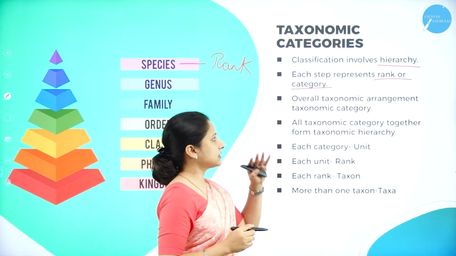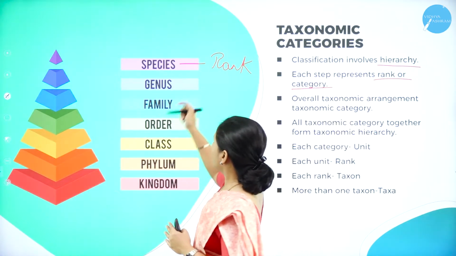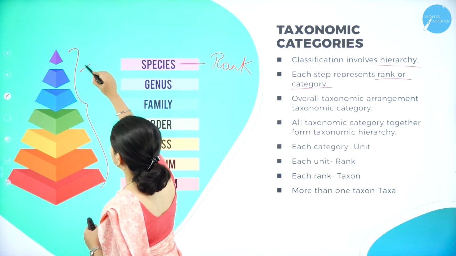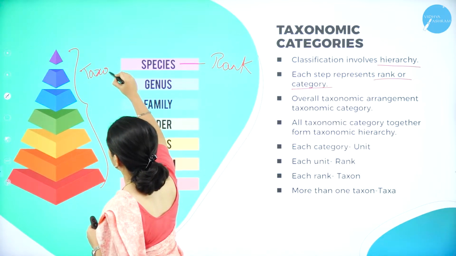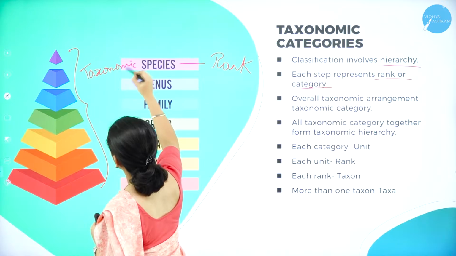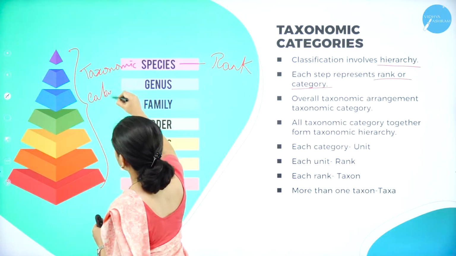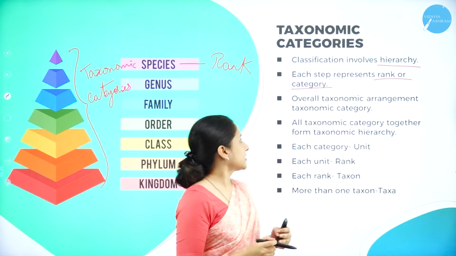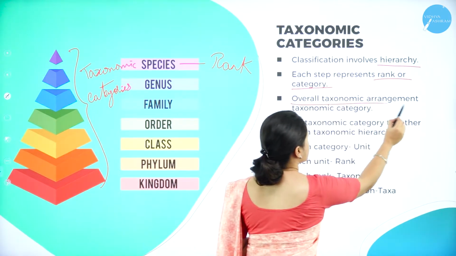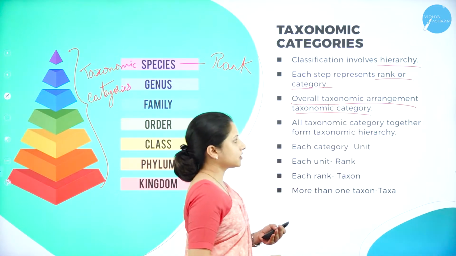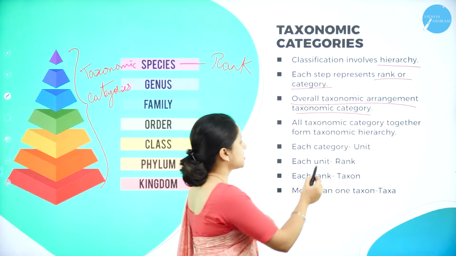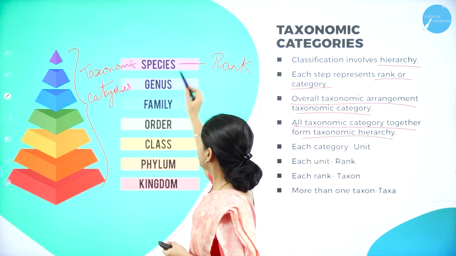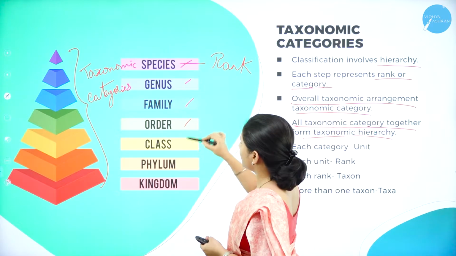And overall, this particular taxonomic arrangement is called taxonomic categories. So the overall taxonomic arrangement is called a taxonomic category, and taxonomic categories together form the taxonomic hierarchy. So all these different taxonomic categories form the hierarchy.